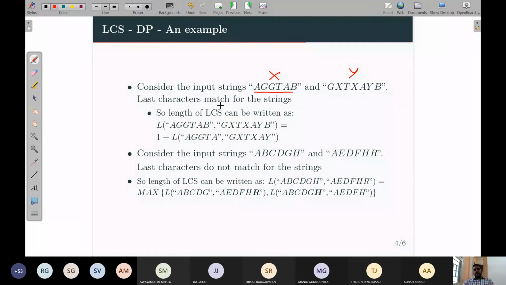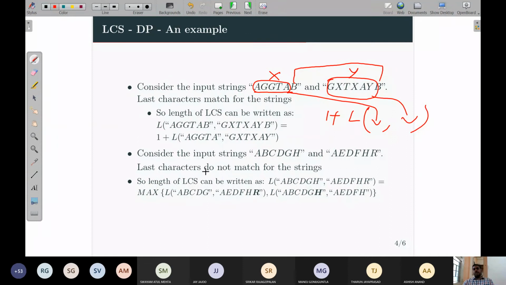Last characters match for the strings. So these two strings, what is the situation? Last characters are matching. You can see B and B are matching. B and B are matching means 1 plus, call the same function for the remaining part, this remaining part and this remaining part.